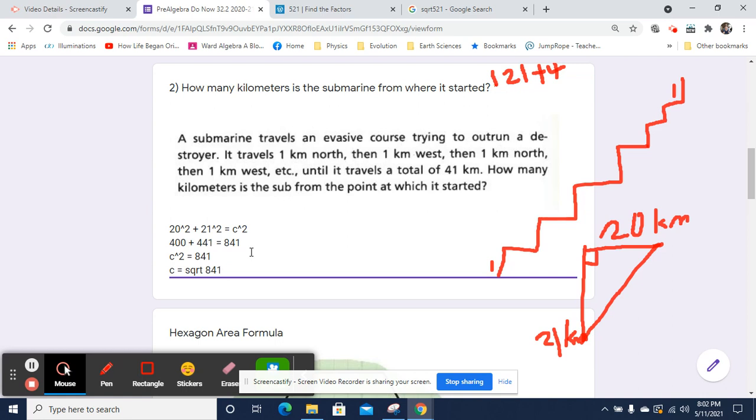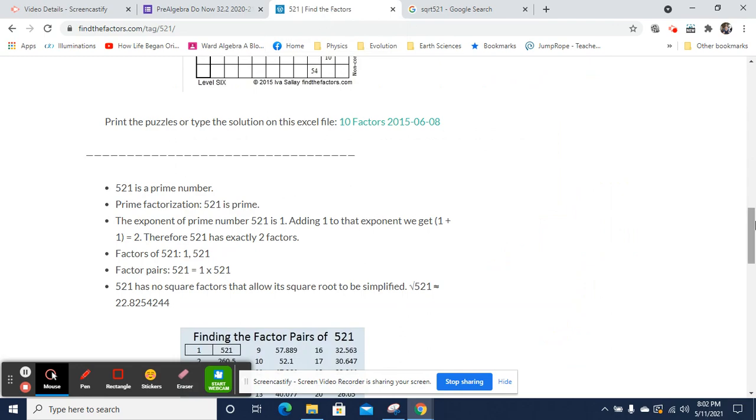Now, 841 is definitely not a multiple of 2 or 3 or 4 or 5 or 6. It might be 7, so we can check that out. There's a way to test 7. You double the last digit and subtract it from what's left. But what's left, 84, is already a multiple of 7, so we'd be getting away from a multiple of 7. It's not 8. It's not 9 because it's not 3. So I'm going to go ahead and check Find the Factors on this one. 841.